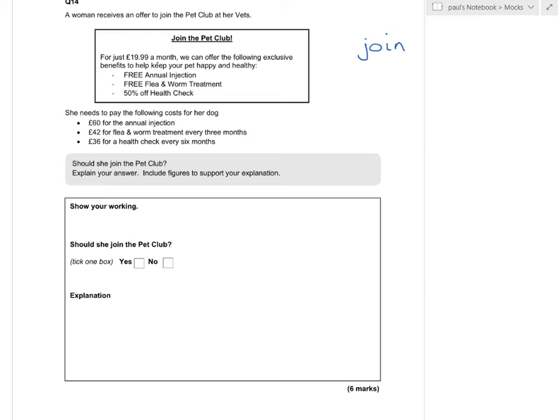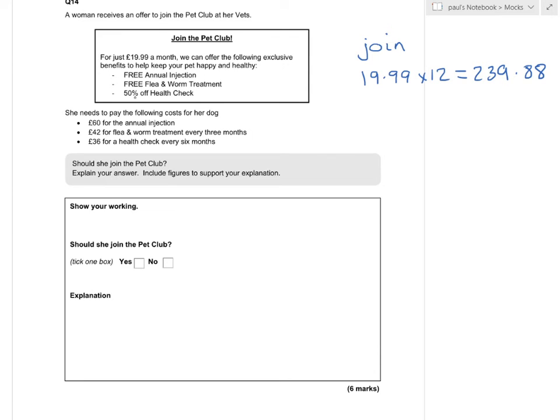So for $19.99, and we times that by 12, so 19.99 times 12 is £239.88. What else has she got?